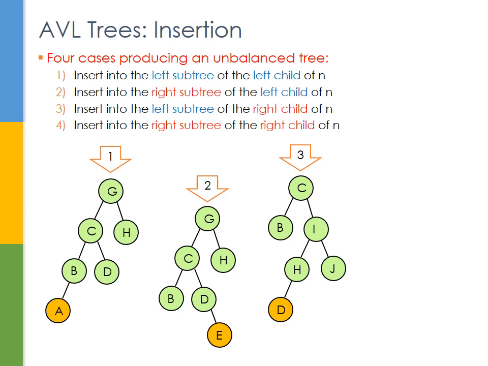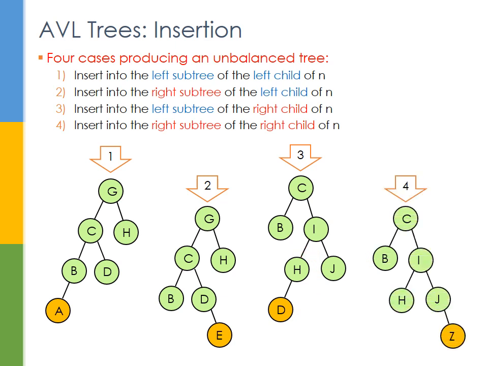The important thing again to note here is that the insertion is occurring under the right child of the node that has become unbalanced, and it is occurring in the left subtree of this right child. Our final case is illustrated over here.